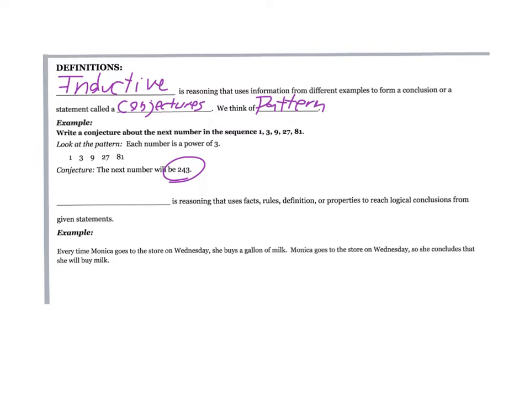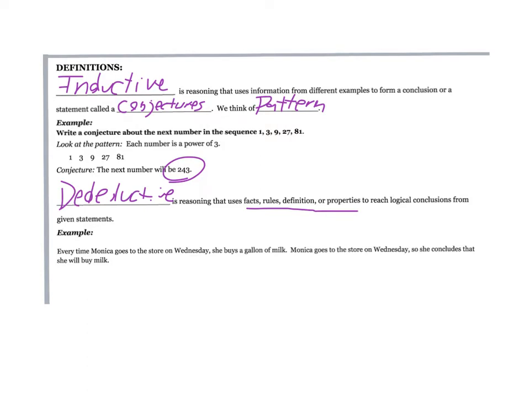Deductive reasoning, in contrast, uses facts. Think about Sherlock Holmes. We're using facts, rules, and definitions to reach logical conclusions from given statements. That is to say, every time Monica goes to the store on Wednesdays, she buys a gallon of milk. Monica goes to the store on Wednesday, so she concludes that she will buy milk. Basically, if an idea is valid, then the statement is true.